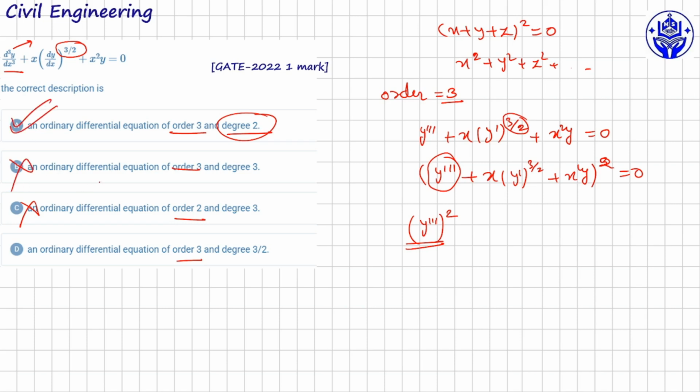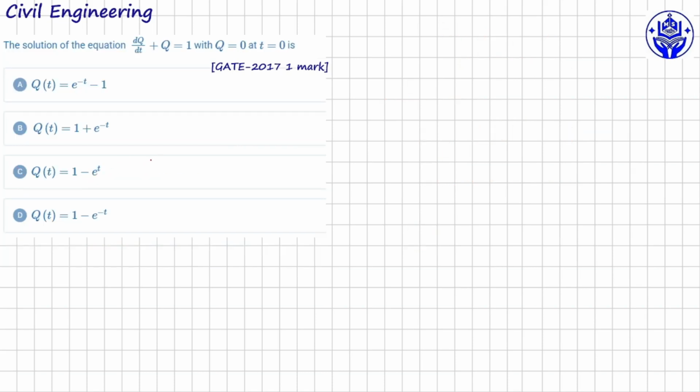Okay, next question. The next question is the solution of this differential equation. This is a first order linear differential equation, or you can solve it using the variable separation method. If it is dx by dt, 1 minus q, then I can write it simply as dq upon 1 minus q is equal to dt. Let 1 minus q be equal to t, then minus dq is nothing but dt, which means dq is minus dt.